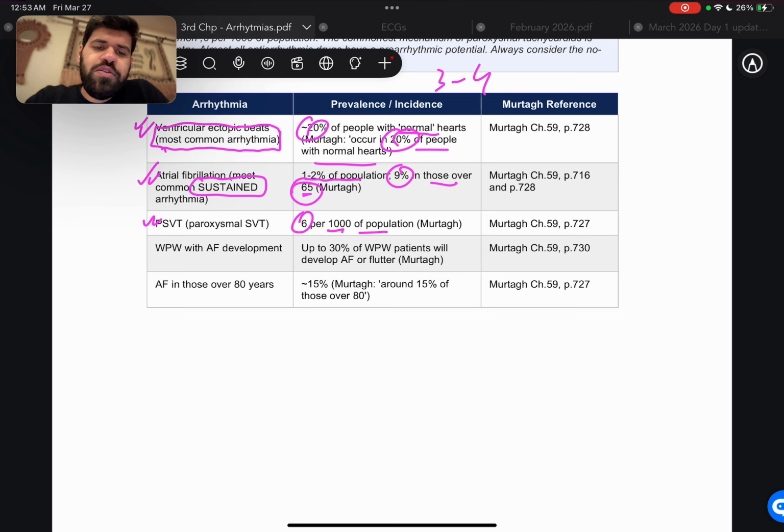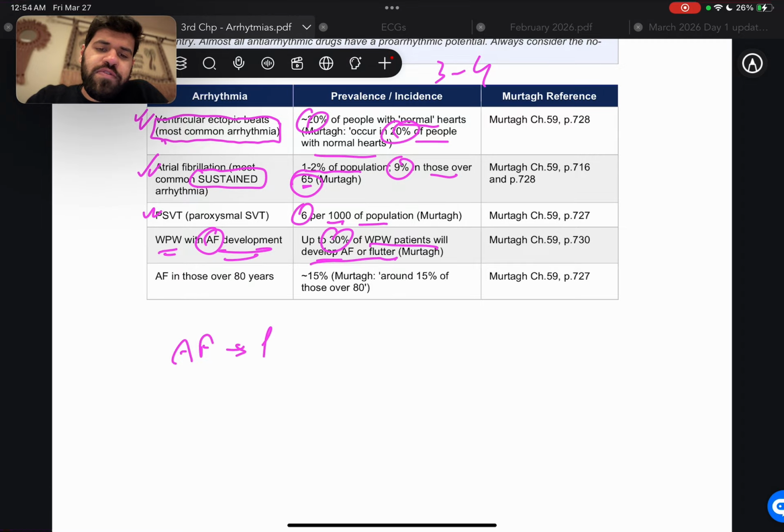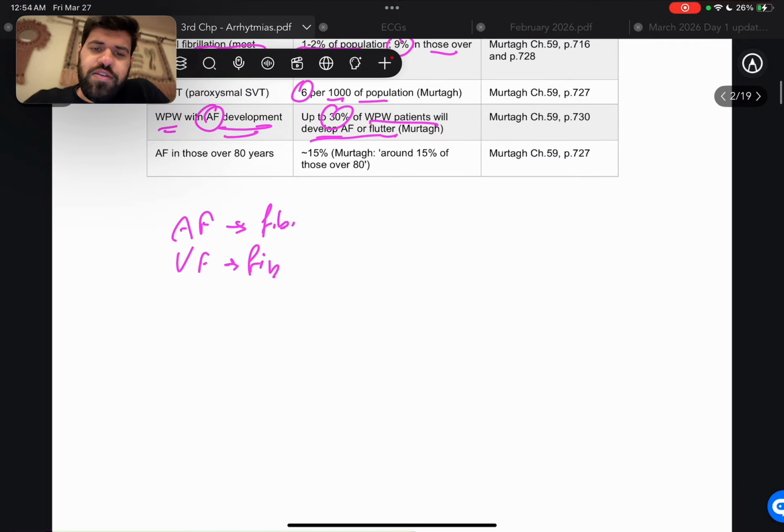So in all of this text, AF is fibrillation and VF is also fibrillation. Flutter is stated as flutter. Now, going over flutter and fibrillation, for a long time I used to confuse them a lot, not just the ECGs but what it meant, and it comes down to what is the main difference between fibrillation and fluttering of the heart, of the cardiac muscle.